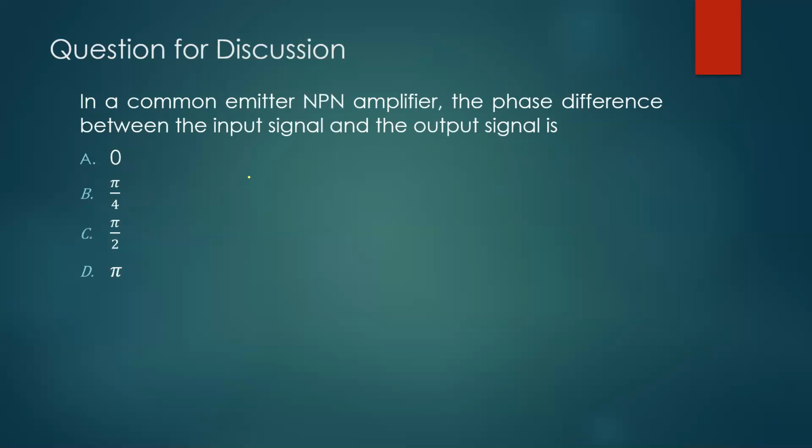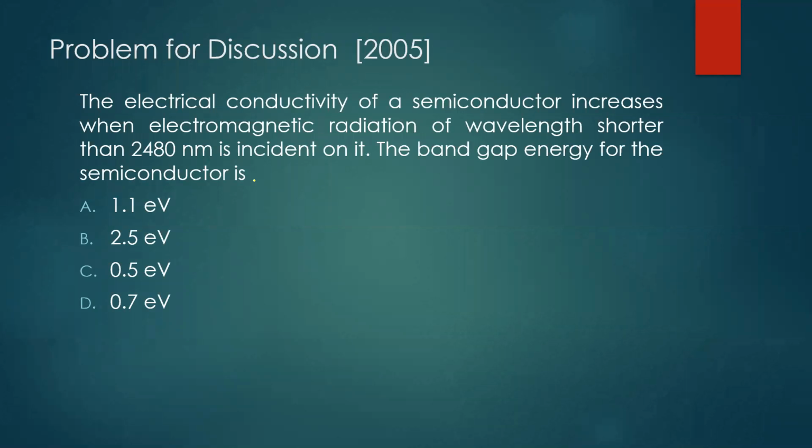So try answering this question. Right now, don't worry. If the input signal looks something like this, the output signal will be amplified, but it will be 180 degrees out of phase. So this is input and this is output. Just keep in mind that there is a phase difference of pi radians. Okay, so try answering this question.